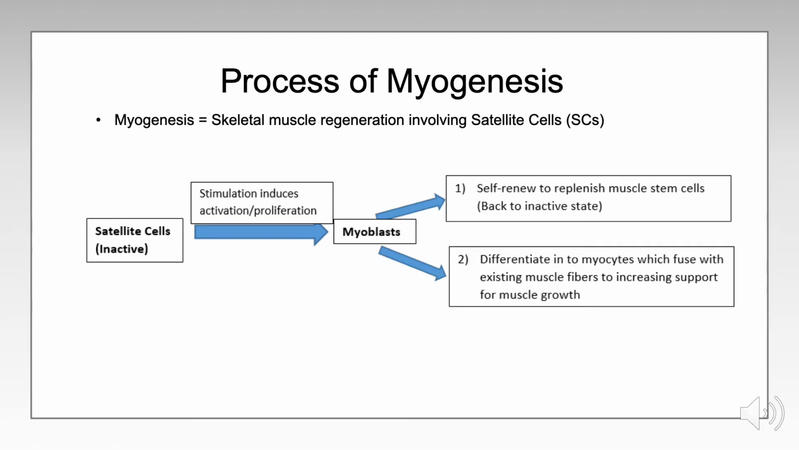Myogenesis describes a process of skeletal muscle regeneration involving muscle stem cells known as satellite cells. Upon stimulation, inactive satellite cells get activated and proliferate into myoblasts, which can then take two paths. One where they self-renew to replenish muscle stem cells, going back to the inactive state, while the second is differentiating into myocytes, which fuse with existing muscle fibers to increase support for muscle growth.